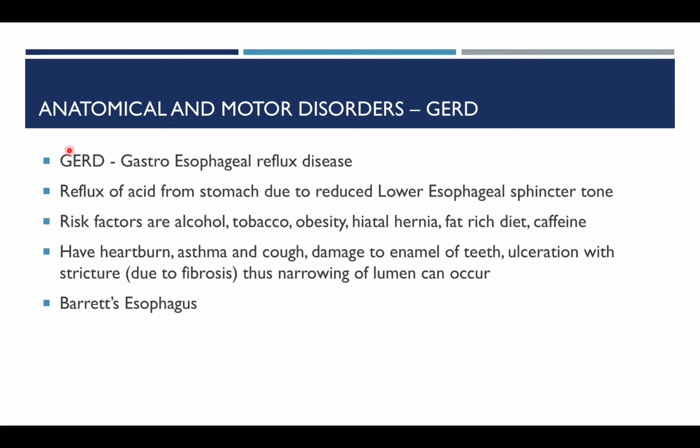Now we can talk about GERD. So what is GERD? GERD is gastroesophageal reflux disease, and it's basically reflux of acid from the stomach due to a reduced sphincter tone. There are many risk factors, but the most important are alcohol, tobacco, obesity, fatty diet, and caffeine. Patients present with heartburn, coughing and asthma, usually damage to teeth, ulcerations and strictures, and narrowing of lumen can also occur. GERD is a risk factor for Barrett's esophagus, and we will discuss more about Barrett's esophagus later.